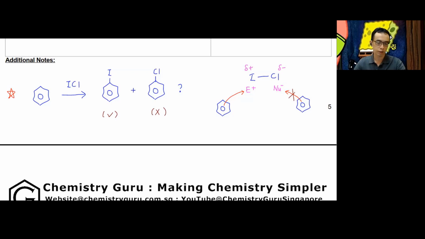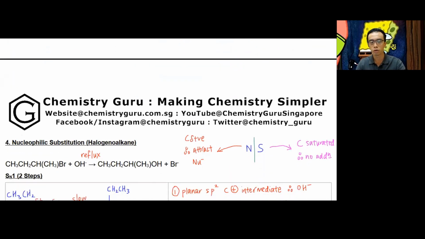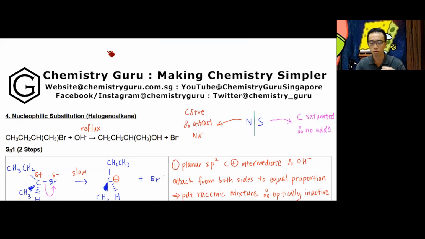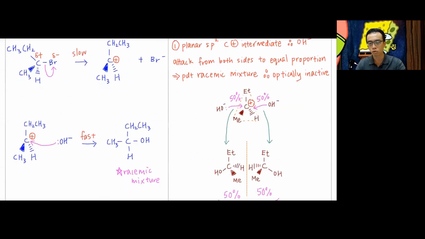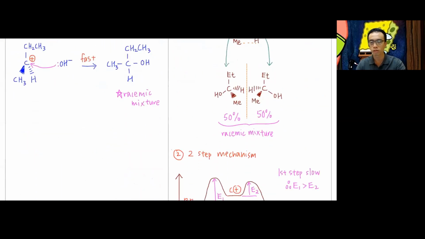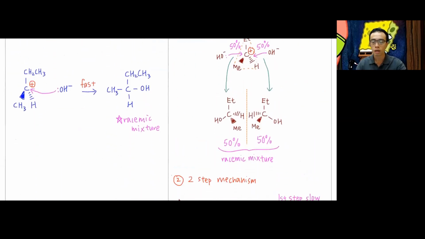Now, the next one that we want to run through involves nucleophilic substitution. Again, let me just give you an overview. What are some of the things that we will run through? The mechanism, again, we will draw on the left-hand side, involving the SN1 and SN2 mechanisms. There are some ideas which we will have to discuss, which are pretty interesting.